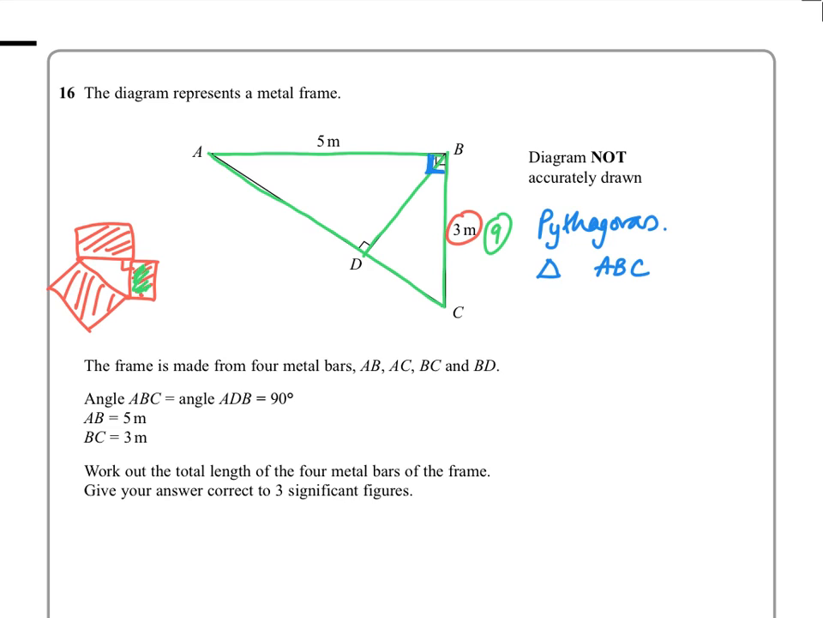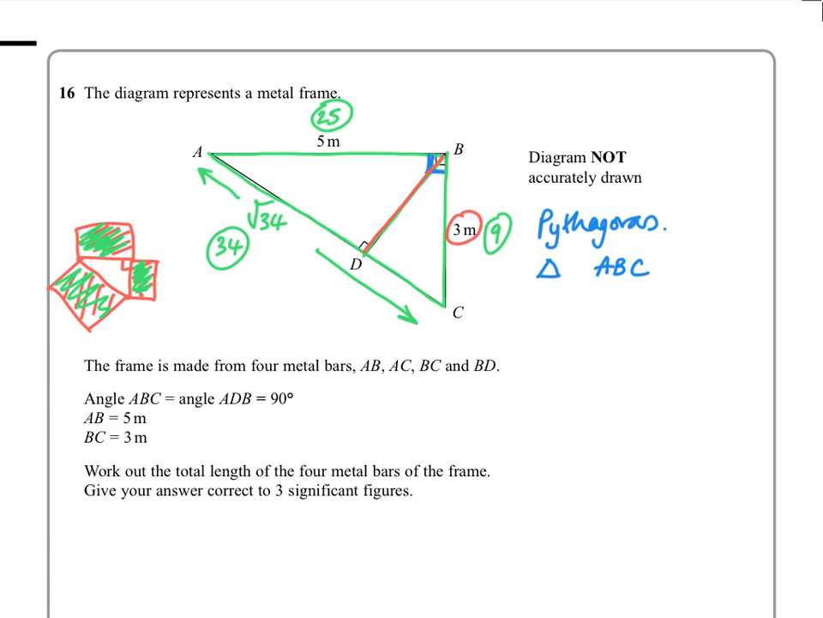For this one we've got 5 squared, and that's 25, and we're adding these 2 areas together to get the larger one. So this area is going to be 34, so the length is going to be root 34, which you can just leave as that for the moment. So that's this length here. Now what that means is that we've got the length of 3 of the bars, we just need to find the length of this last one here.